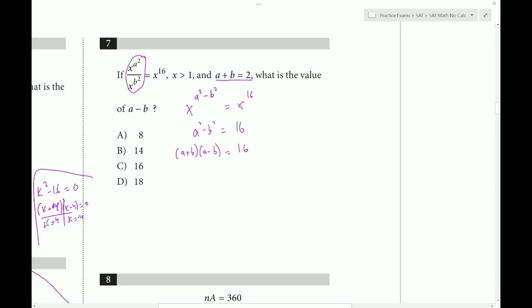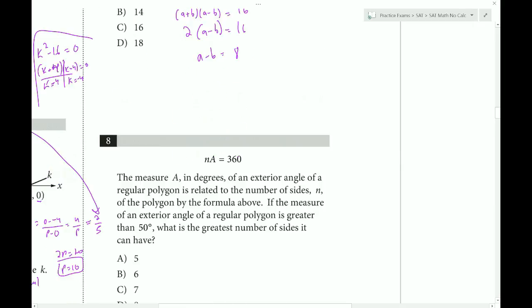Now, in this case, we know that a plus b is 2, so I can actually replace that with a 2. Right? So 2 times a minus b equals 16. Then I divide by 2 on both sides. I get a minus b is equal to 8. And luckily, that's exactly what they were looking for. So answer choice is A.